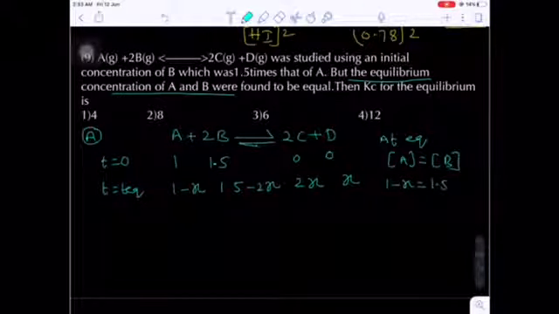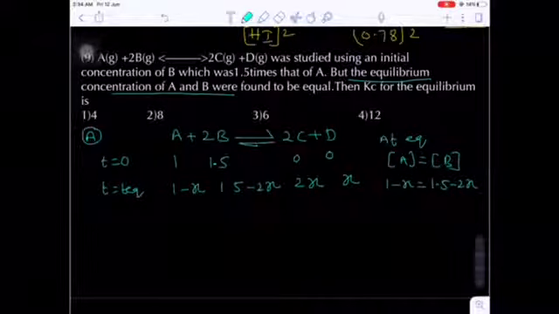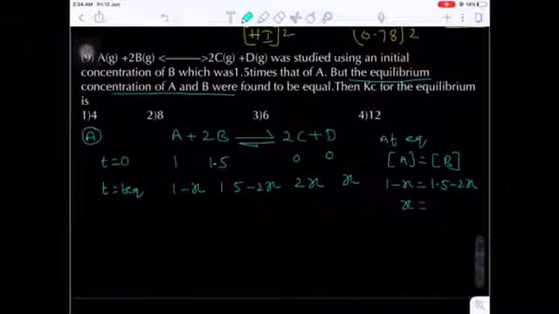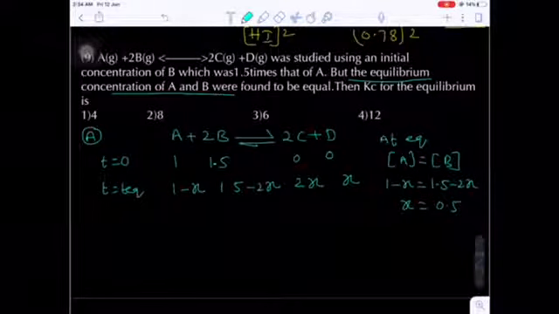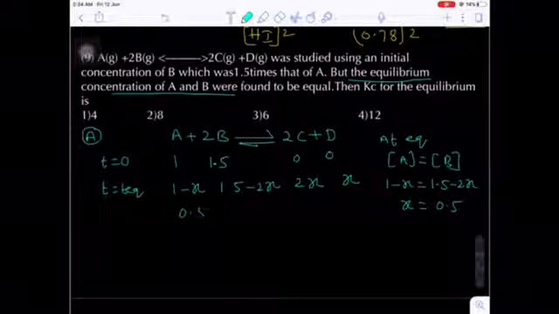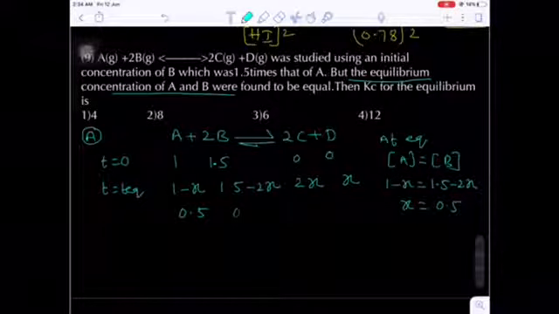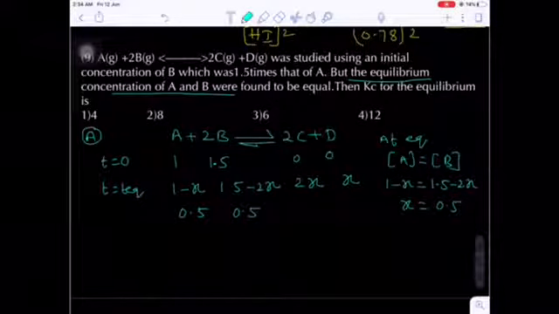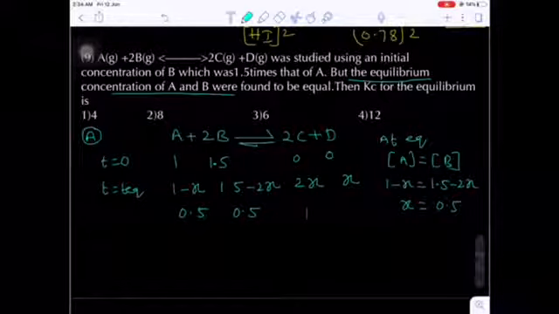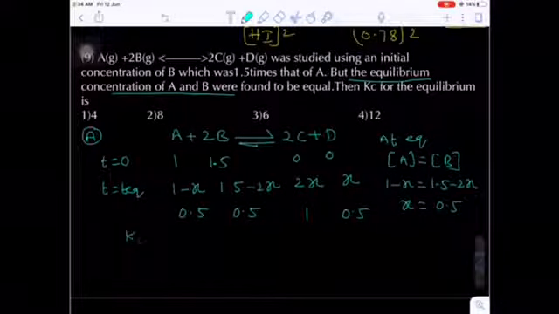What is the concentration of A? 1 minus x. Concentration of B is 1.5 minus 2x. So bring the minus 2x to the left side, 2x minus x will be x. Bring the 1 to the right side, so you will get the x value as 0.5. So 1 minus 0.5 will be 0.5. 1.5 minus 1 will be 0.5. Now 2x, 2 into 0.5, becomes 1. This will be 0.5. Are you getting my point?